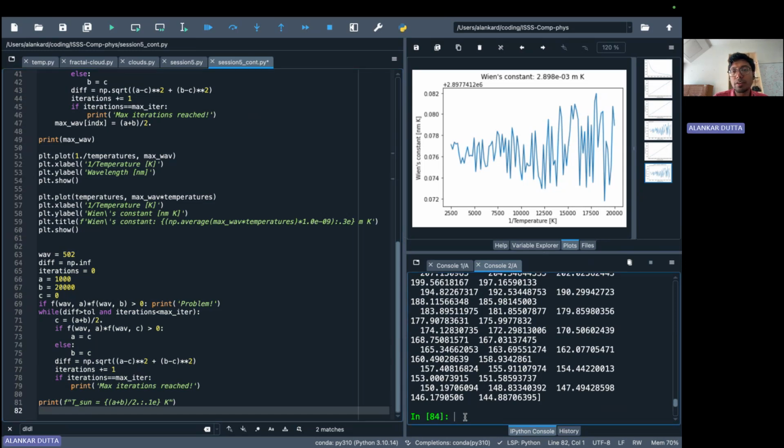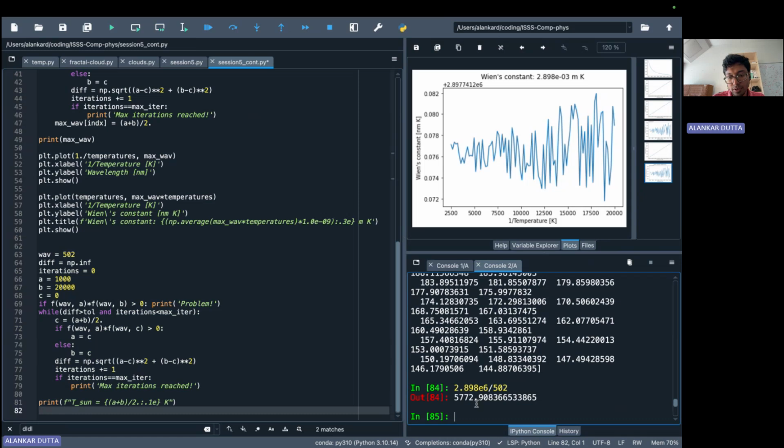So that's going to be 2.898 times 10 to the power 6, which is the value of the Wien's constant in nanometers times Kelvin, right? So if you divide it by 502 nanometers, what we get is the temperature of the sun, which is around 6,000 Kelvin, as you can see in here. So this is the result that we expect from that calculation from Wien's constant.